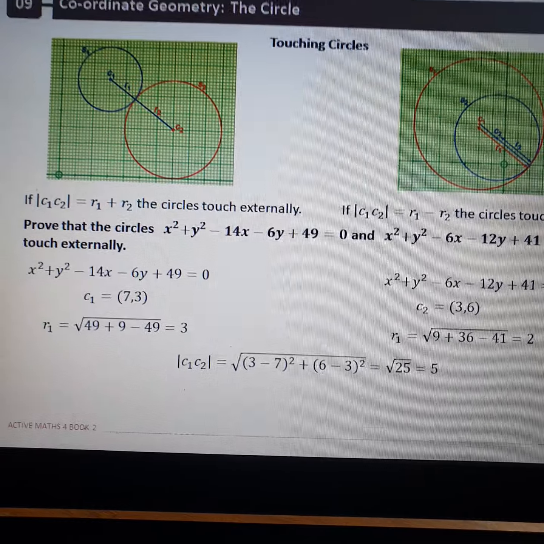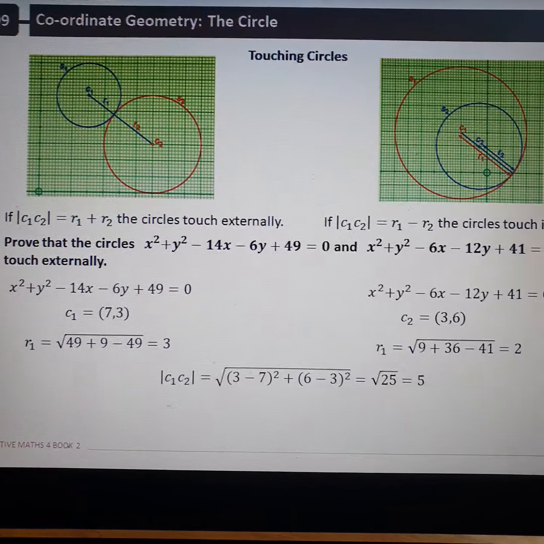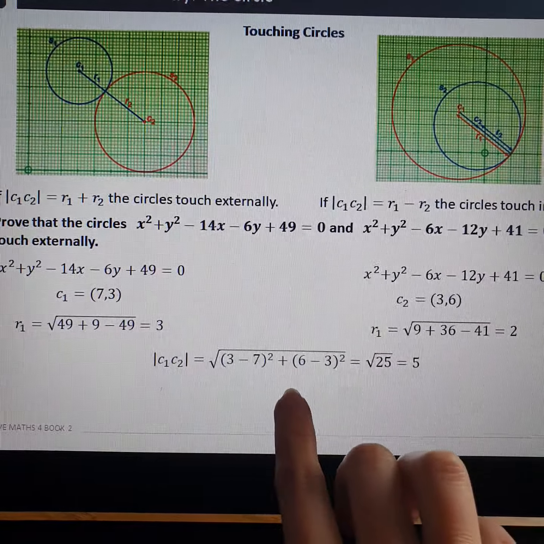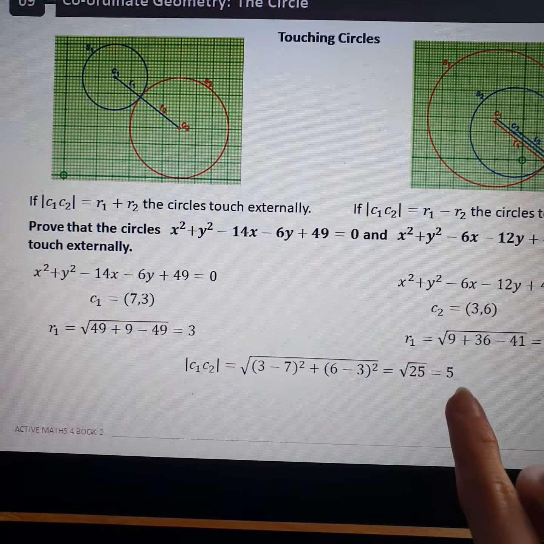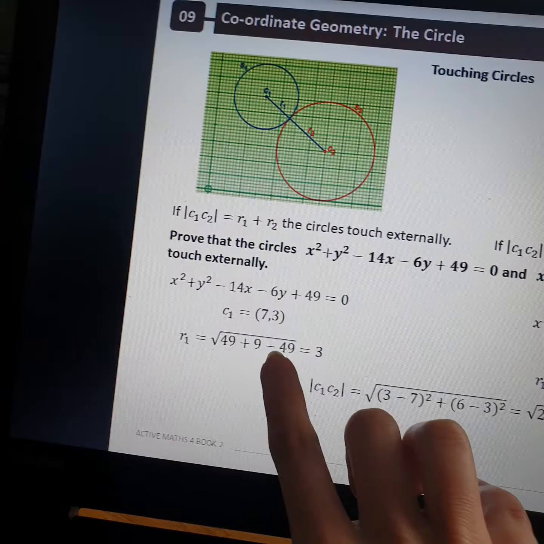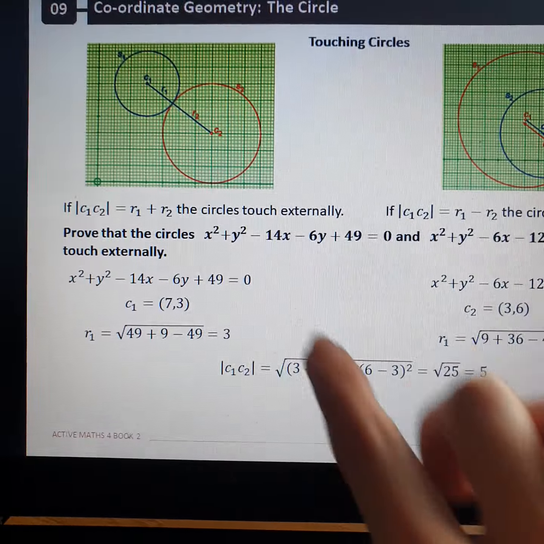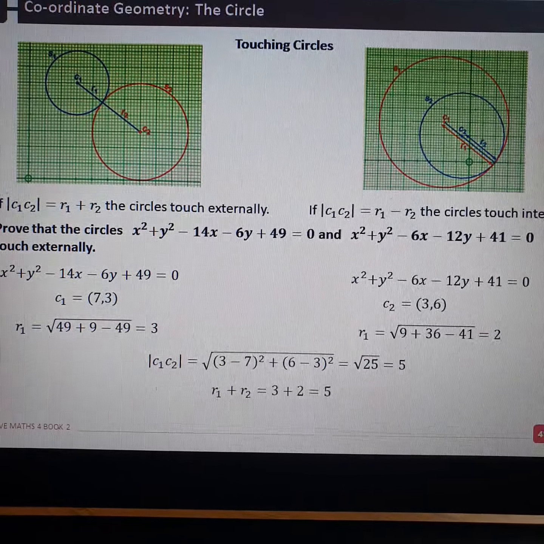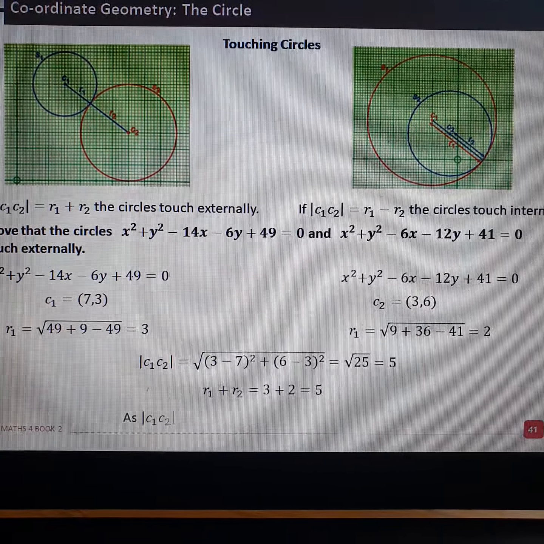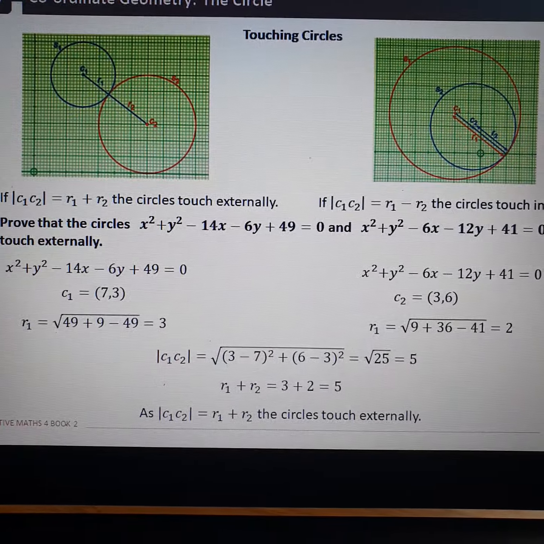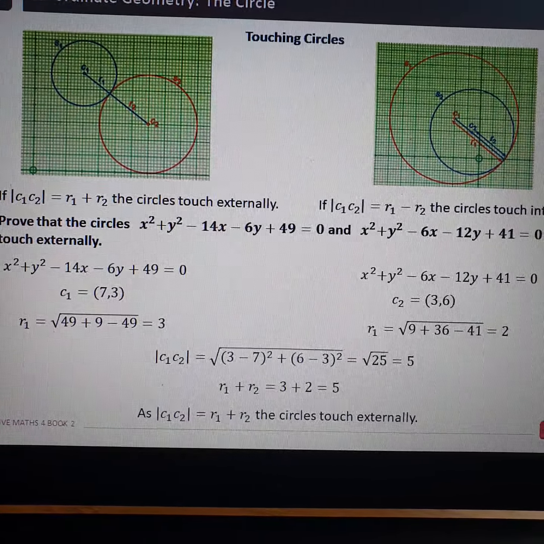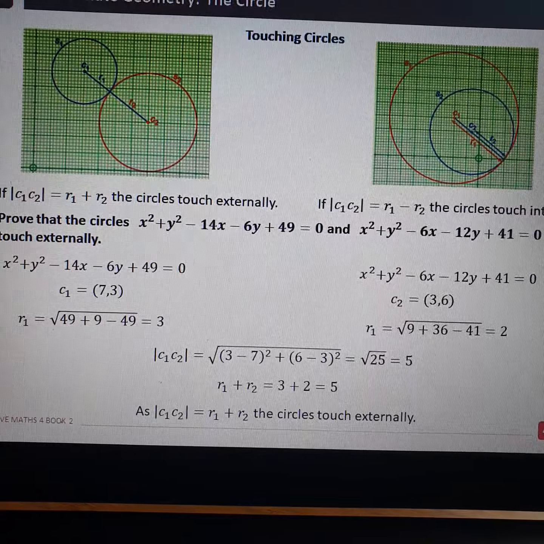Okay, now we need to use our knowledge of coordinate geometry of the line, and we need to get the distance between C1 and C2 using our distance formula. That's equal to 5. So that should add up to the two radiuses together if they touch externally. And let's see, does it do that? Yes, it does. Okay. So as the distance from C1 to C2 is equal to the radius 1 plus radius 2, then the circles touch externally.